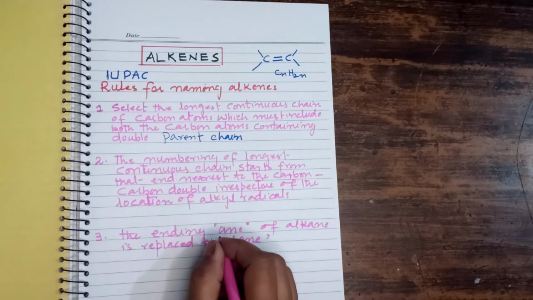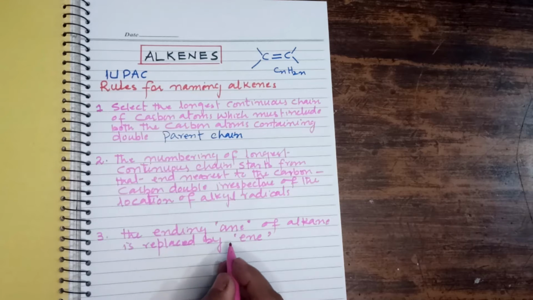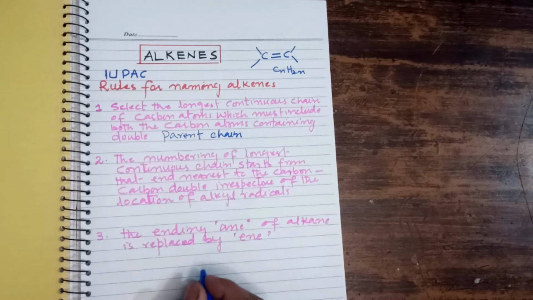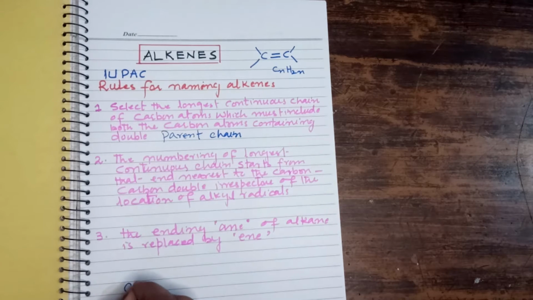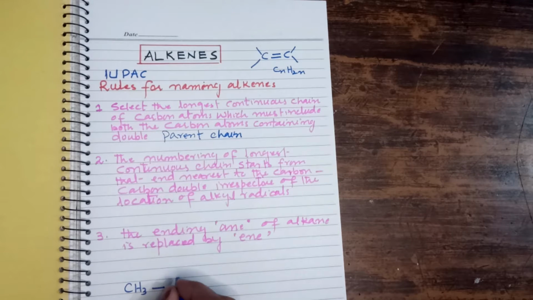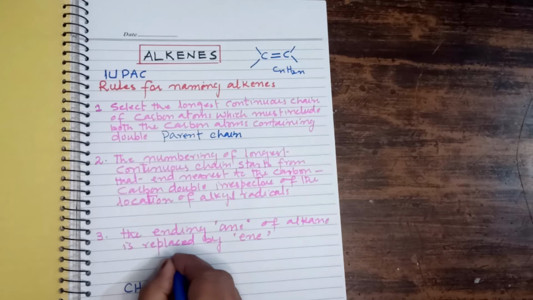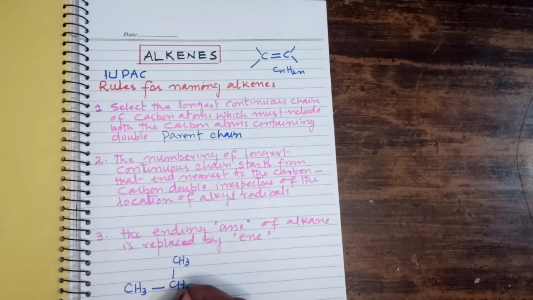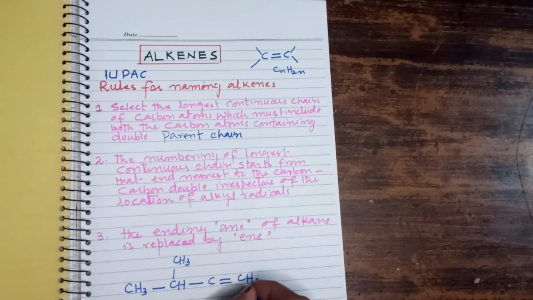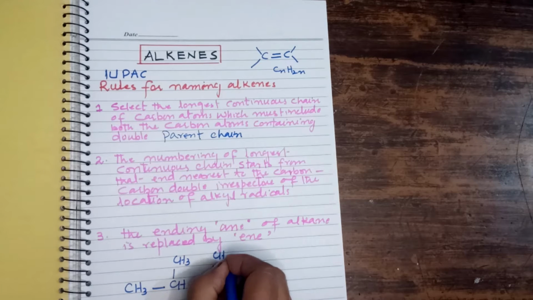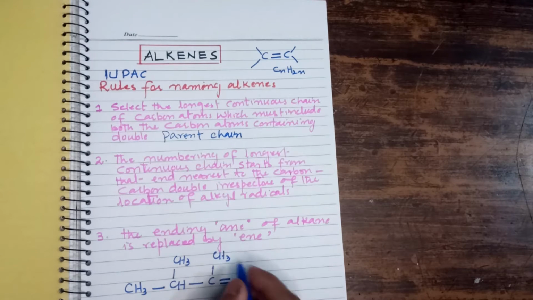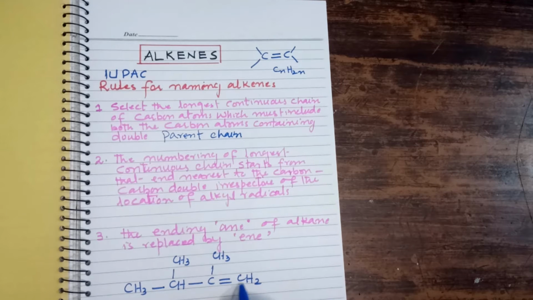Now students, we are going to apply these rules to assign IUPAC names to different alkene molecules, right? Now I'm making the first structure and we are trying to locate the parent chain. For example, if you have a molecule like this, CH3, CH, CH3, C double bond, CH2, CH3, right? Now locate the parent chain of carbon atoms forming the double bond.